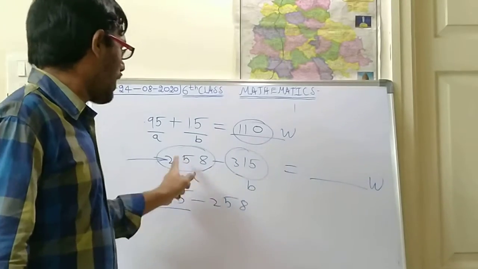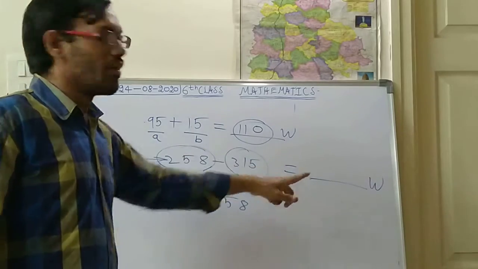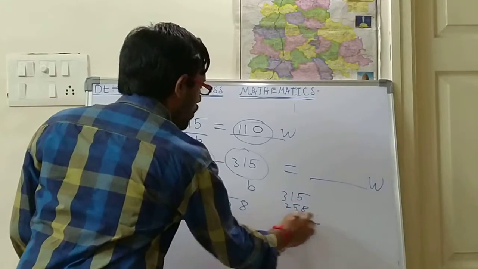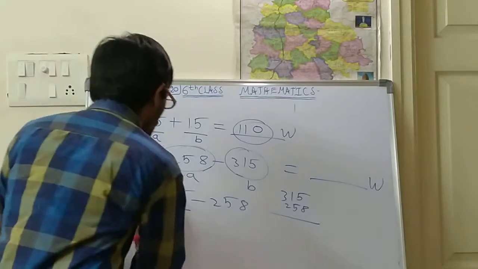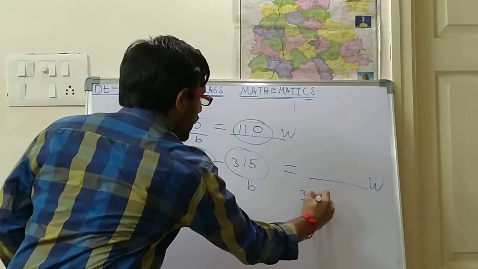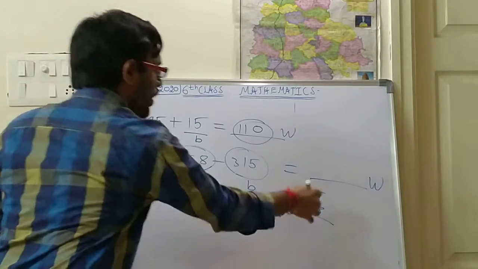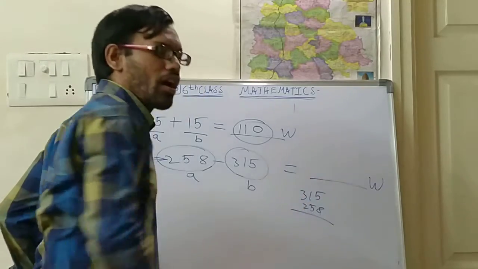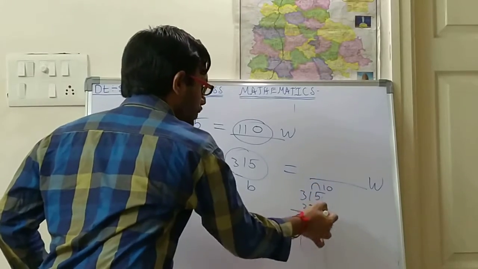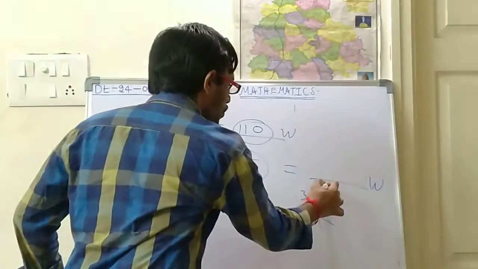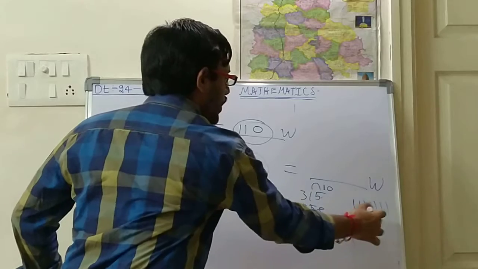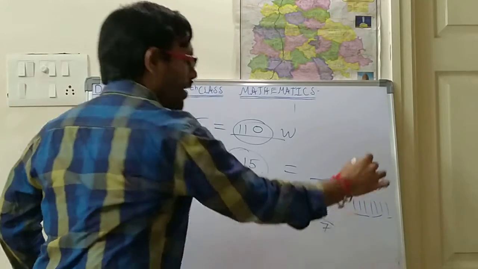Here this won't give the same whole number, because suppose you do 315 minus 258. So how do you do it? First do 315 minus 258 generally. What is the answer? From 5 you can't remove 8, so taking 10 plus 5, 15, 15 minus 8. What is 15 minus 8? 8, 9, 10, 11, 12, 13, 14, 15. So 15 minus 8 is 7.